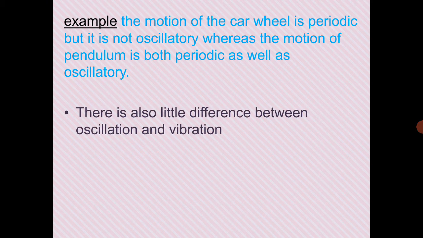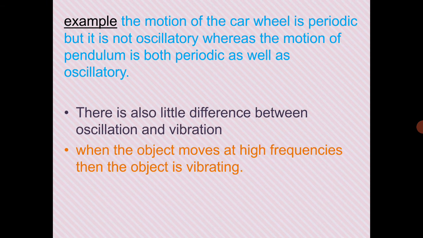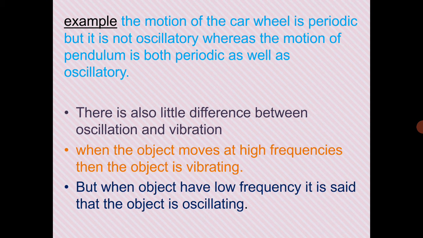There is also a little difference between oscillation and vibration. The difference is that when an object is moving at high frequency, the object is said to be vibrating. For example, when we take a steel strap and vibrate it with our hand, that is called vibration because its frequency is very high.